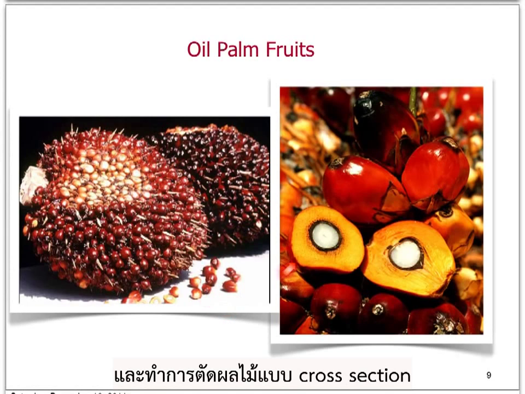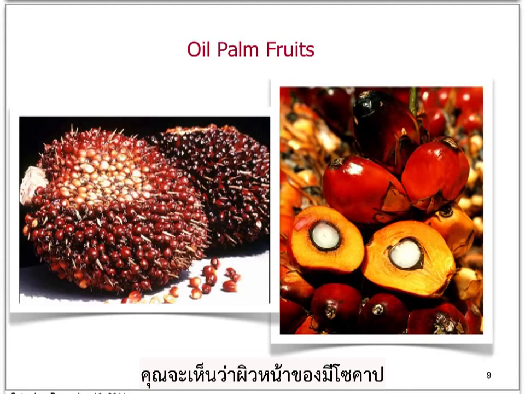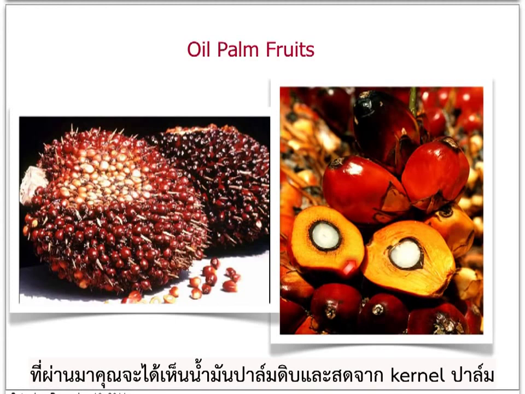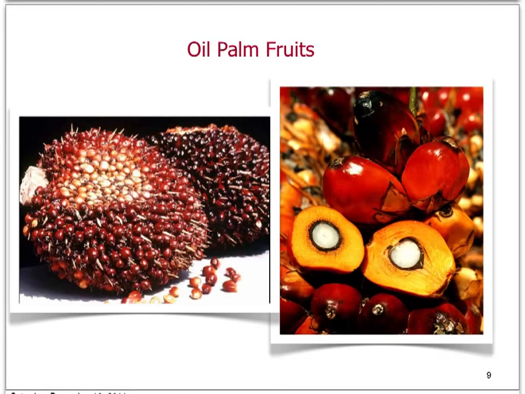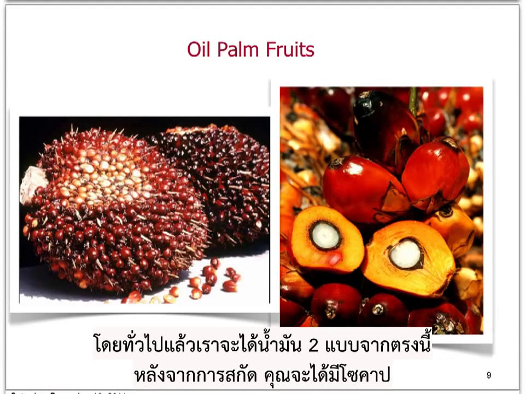And if we take a cross section of the fruitlets, you can see this mesocarp or the flesh area. This is the part where we can get the crude palm oil, and the white flesh is the palm kernel, surrounded by the hard shell. So basically we can get two types of oil here: the crude palm oil from the mesocarp and the palm kernel oil from the white flesh or from the kernel part.